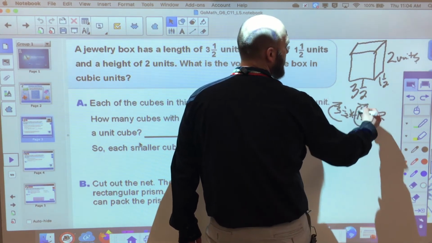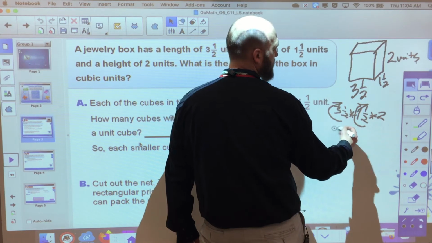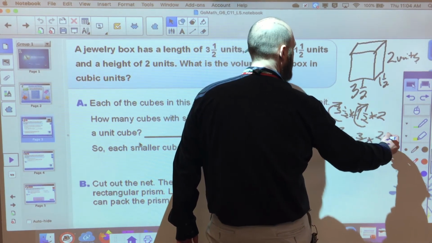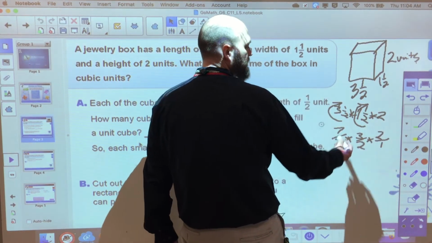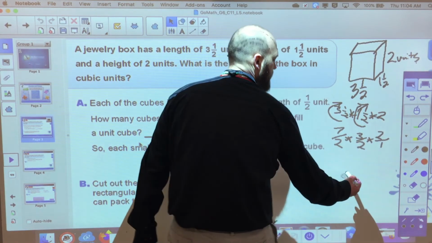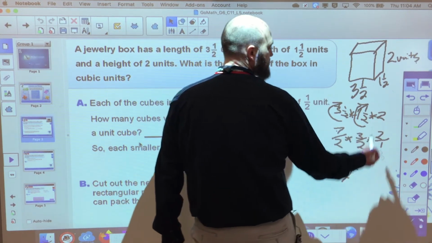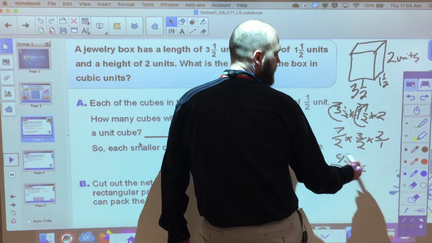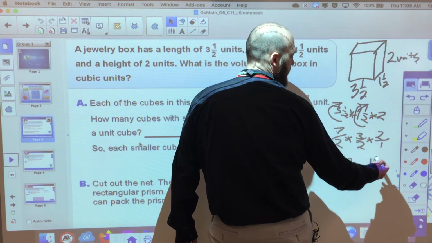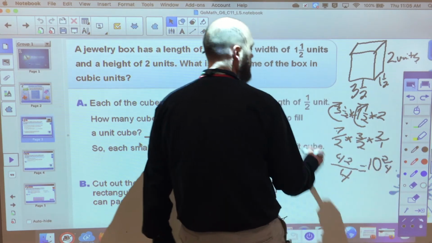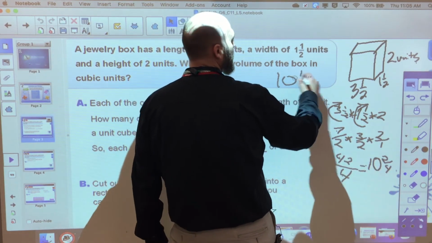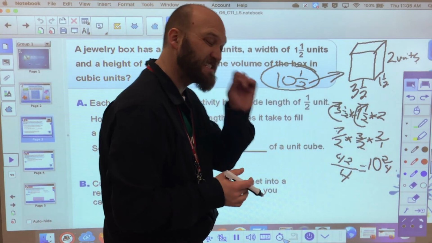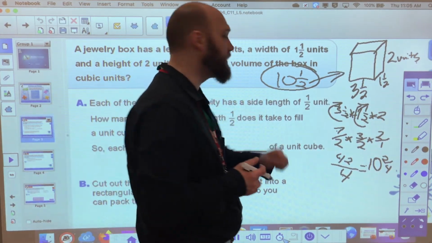I'm going to make this into the C method. 2 times 3 plus 1, 7 over 2, times 3 over 2, times 2 over 1. So I end up with 2 times 2 times 1 is 4. 7 times 3 is 21 times 2 is 42. 42 fourths, 4 goes into 40 10 times with 2 fourths left over. So my answer being 10.5. Okay, so that is my volume right there. So it's 10.5 units cubed because it's my volume.